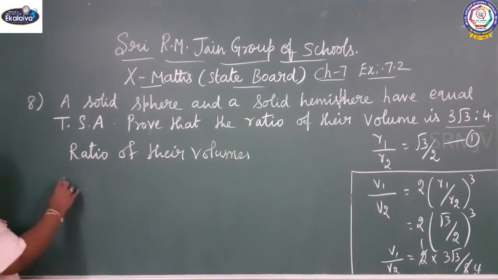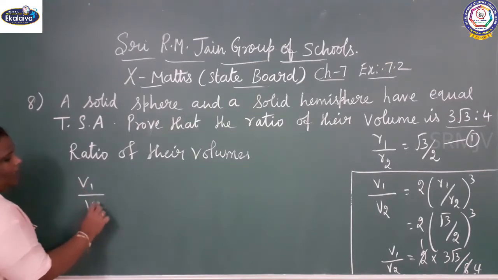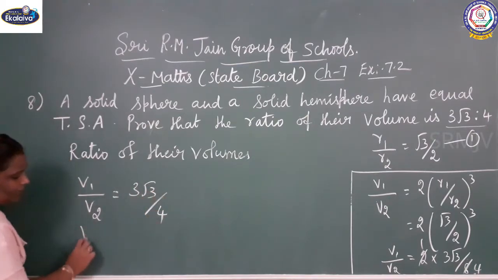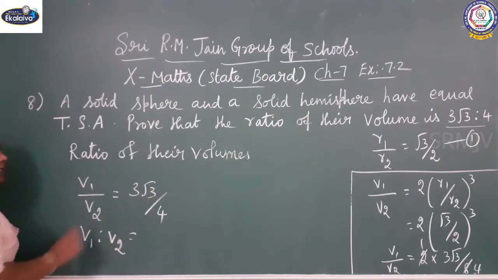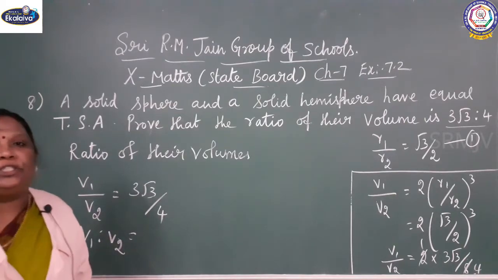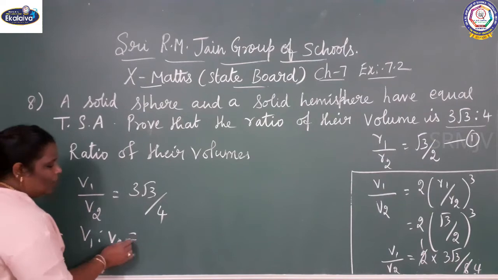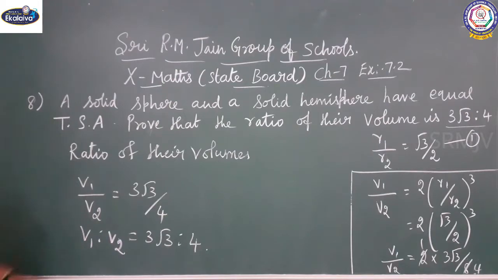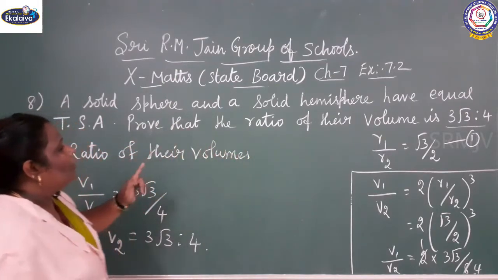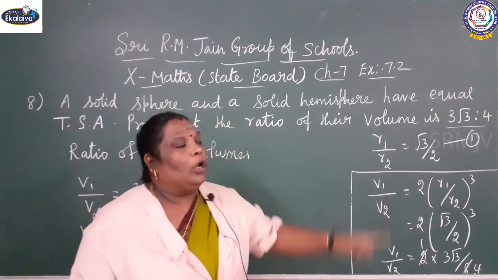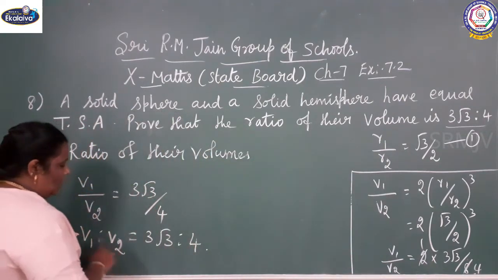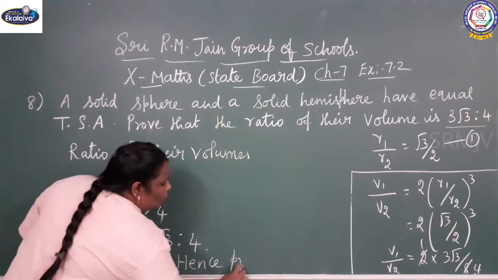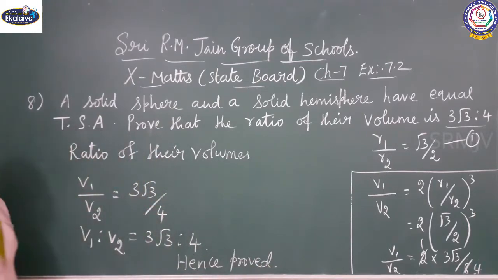So ratio of their volume V1 by V2 equal to 3 root 3 by 4. That fraction you can write in a ratio form. V1 is to V2 equal to 3 root 3 is to 4. Hence proved, because we had to prove that the ratio of their volume is 3 root 3 is to 4.